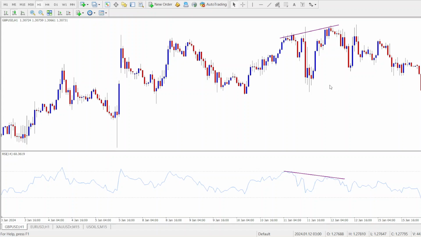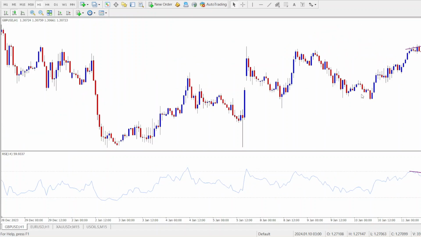Hidden divergence happens when price makes a higher low, while RSI makes a lower low. This indicates that the underlying trend is strong, even if it looks weak.